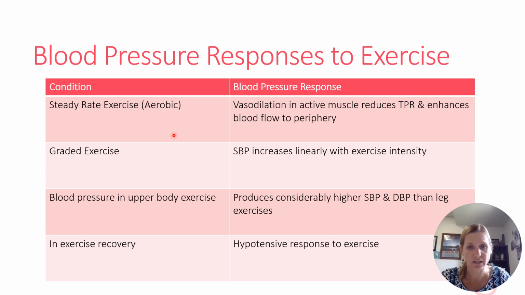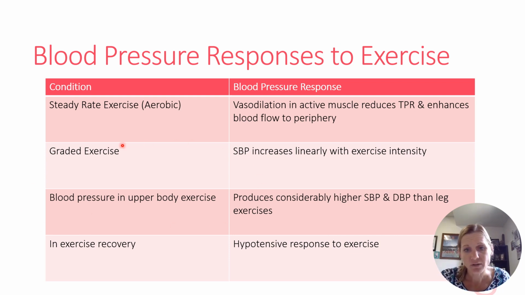Okay, moving down to graded. Graded exercise, again, we're looking at exercise that's incrementally getting harder. In graded exercise, diastolic pressure still remains the same or maybe decreases, and systolic blood pressure will increase in a stepwise manner until you reach about 200. This will be the same for well-trained and untrained individuals. We'll both experience this linear increase in systolic pressure until we get up to that 200 mark.